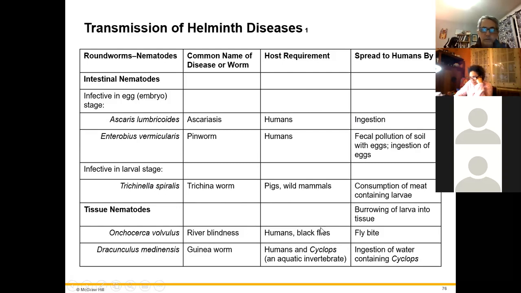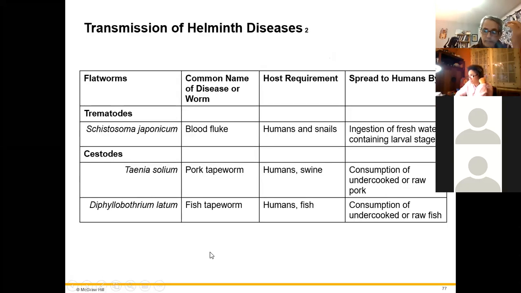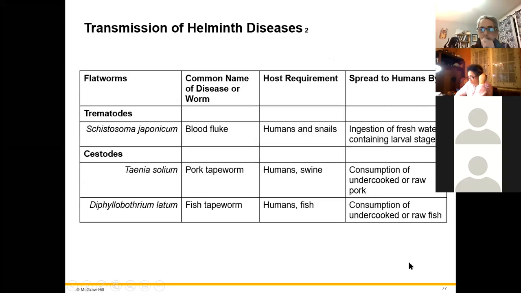Tissue nematodes: the larvae burrow into the tissue. They can be transmitted by flies. There's a black fly that causes river blindness. There's a guinea worm that can infect humans, usually through water that contains the cyclops.